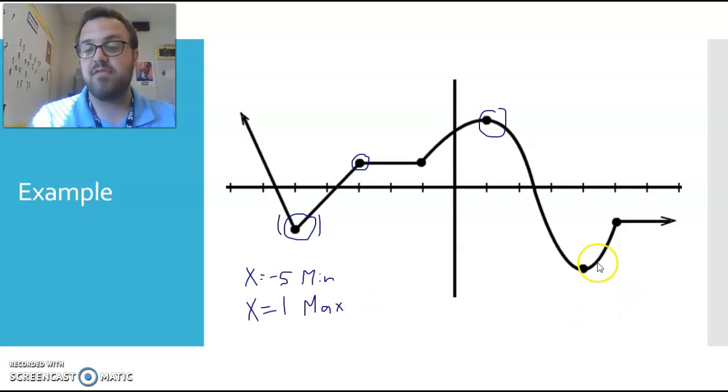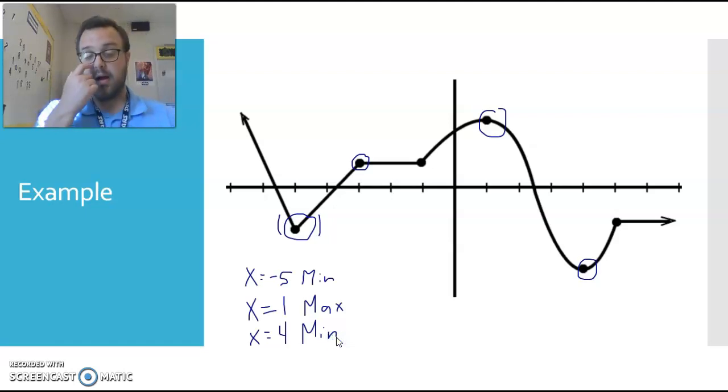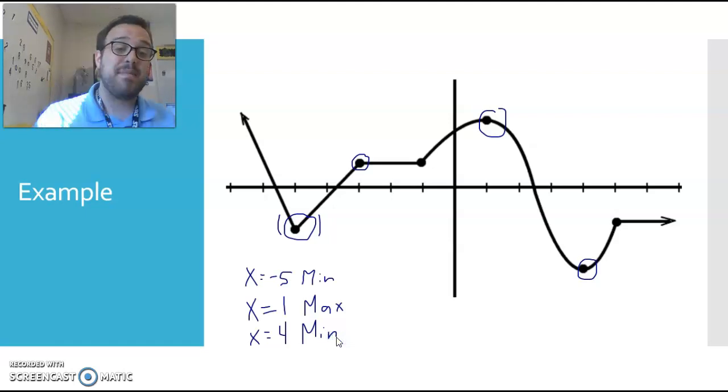Last but not least, we have this one right here. This is also a minimum, so that's at x equals 4. And again, I can create an interval where everything around it is greater than it. All right, so this one has 3 relative maximums and minimums. It has 2 minimums and 1 maximum.